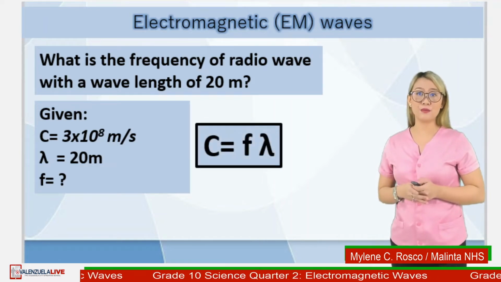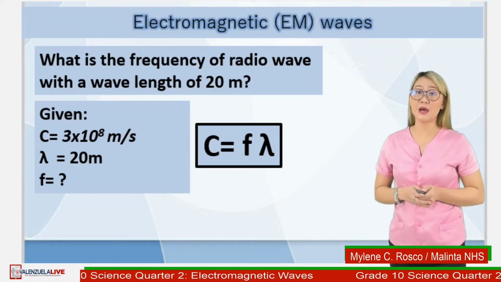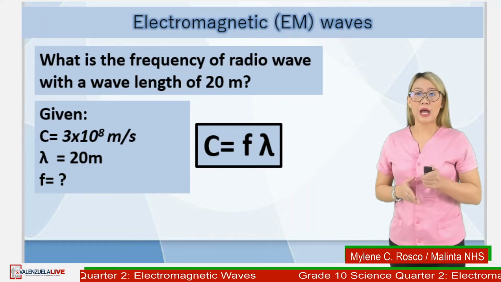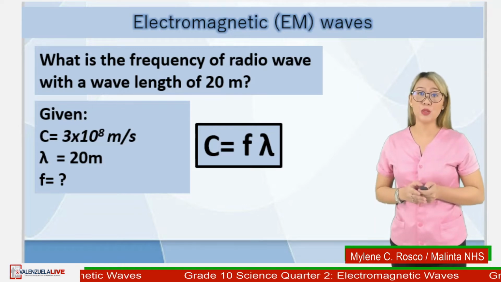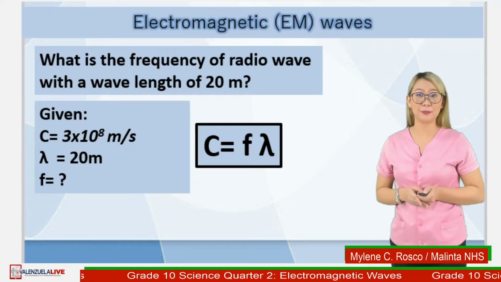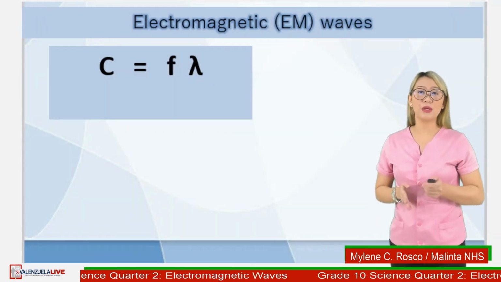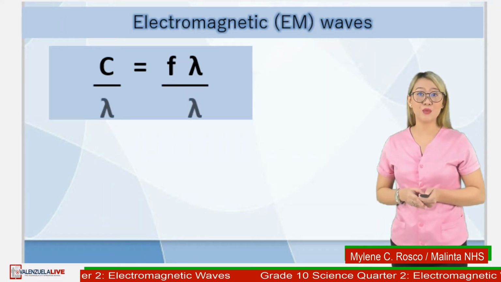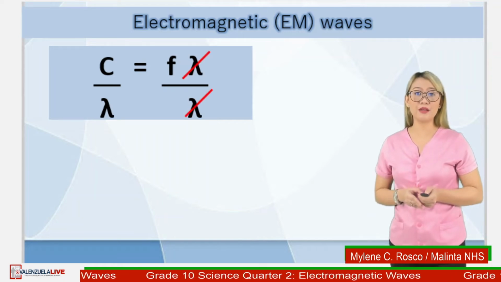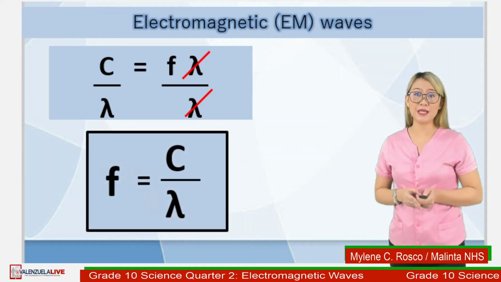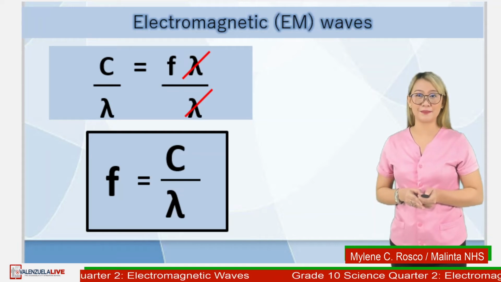So this is our wave equation. C is equal to F multiplied by the wavelength, or frequency multiplied by wavelength. Now, since we are looking for the frequency of the wave, we need to derive a new equation from the original wave equation. To get the frequency, we divide both sides by wavelength. Wavelength will be canceled. So our working formula will be frequency is equal to the speed of light divided by the wavelength.